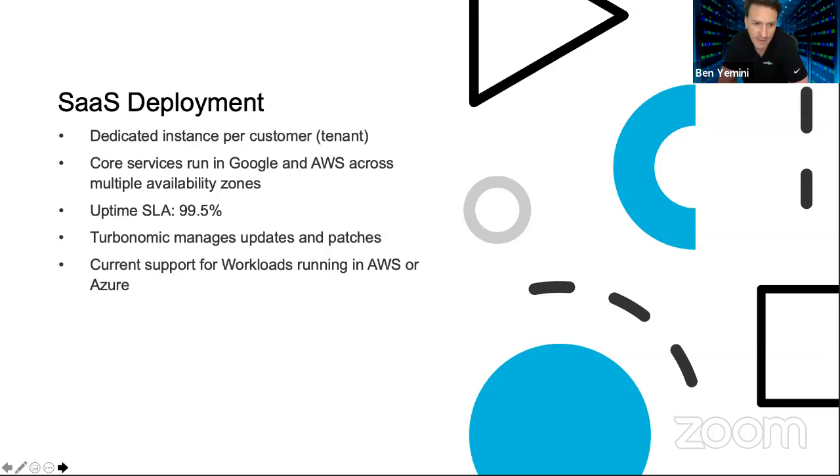And then, as can be expected, we manage all the updates, the patches, any security that needs to be provided to make sure that the service is up and running. The other thing to note is current support is for those workloads or applications running in AWS or Azure. And I'll go into a little bit more detail in the demo of what that means.